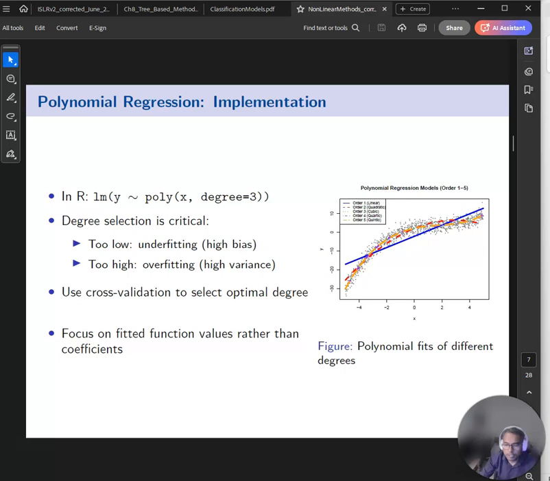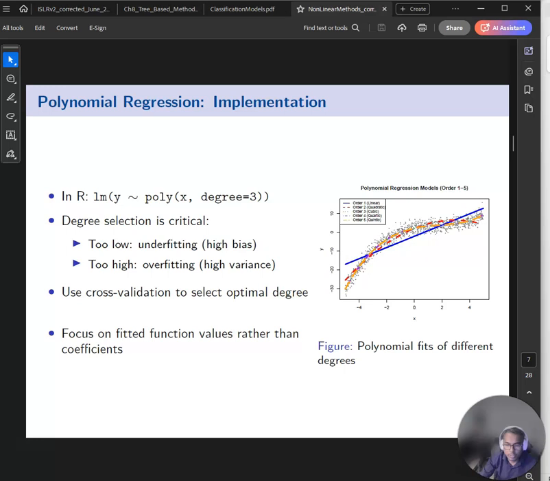And in this figure on the right, you can see how polynomial fits of different degrees adapt to the data. The linear fit, which is of order 1, is clearly too rigid, while the highest order polynomial, order 5, might be capturing noise rather than just the true relationships.